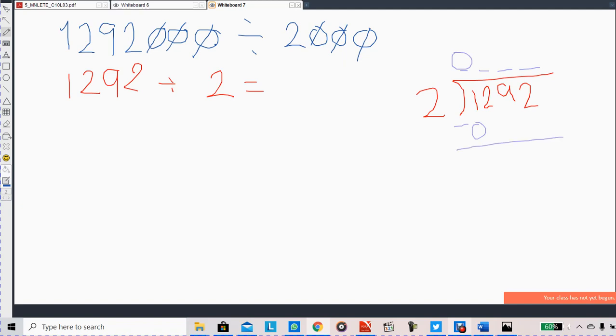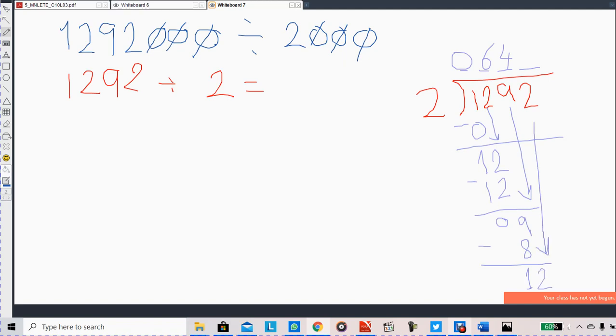Then we are going to subtract. 1 minus 0 equals 1 and bring down 2, becomes 12. 12 divided by 2 equals 6. And then 6 multiplied by 2 equals 12. Subtract, it equals 0 and bring down 9. 9 divided by 2. How many 2s in 9? It is 4, because 4 multiplied by 2 equals 8. Okay, subtract them, it will be 1.